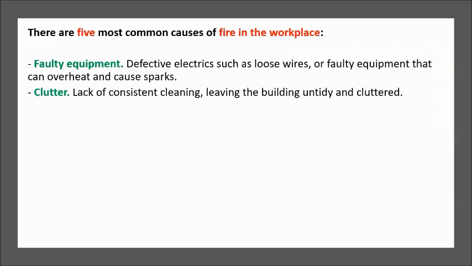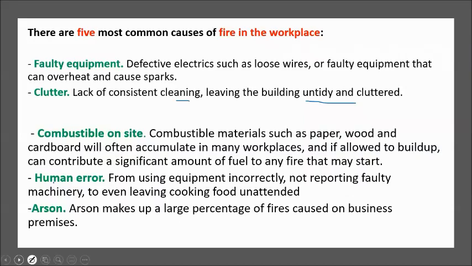Next is clutter. So lack of consistent cleaning, leaving the building untidy and cluttered. Also, may mga combustible on-site. Maraming mga material na pwedeng madali lang masunog, no? Combustible materials such as papers, wood, cardboard will often accumulate in many workplaces, and if allowed to build up, can contribute a significant amount of fuel to any fire that may start.